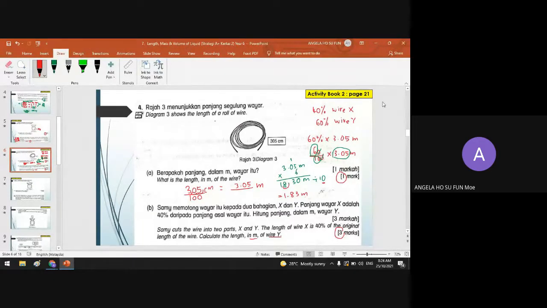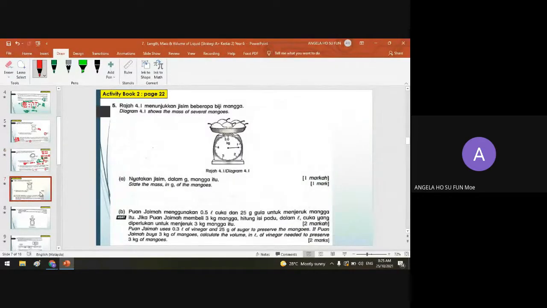If you know you are using 60% times this, here you will get 1 mark. After you do the calculation, multiply by 6 and divide by 10, you get the second mark. And if your answer is correct, you get the third mark here. So this is 1, 2, 3 marks, how you get the 3 marks from this question. Okay, next, question number 5. It is getting more complicated.